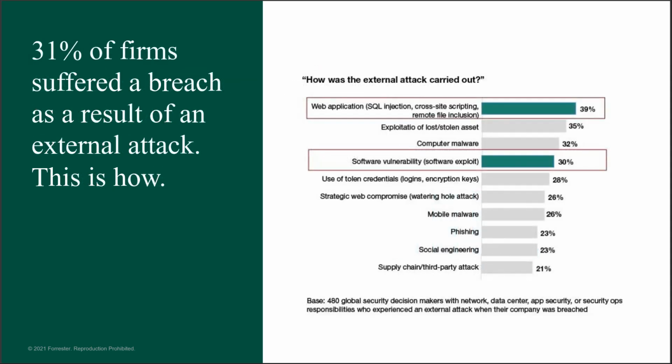Why is that a problem? Well, because applications are still the most common way in. We found that 31% of firms suffered some sort of breach as a result of an external attack, and applications are the most common way that attacks are carried out. You can see that the number one way an attack was carried out was through web application, through SQL injection, through cross-site scripting, what I would call those sort of tried and true attacks that we've been dealing with for 20, 25 years now, Arthur, something like that?